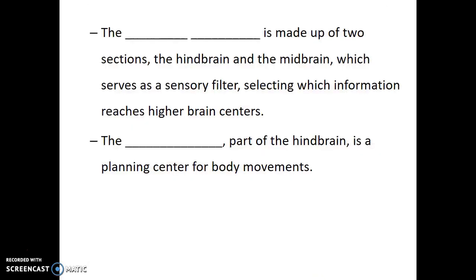So the brain stem is made up of two sections, the hindbrain and the midbrain. This serves as a sensory filter, selecting which information reaches our higher brain centers and of which we'll have conscious knowledge. The cerebellum, which is a part of the hindbrain, is the planning center for the body's movements. So things like walking or riding a bike or moving the body, it's related to the functioning of the cerebellum.